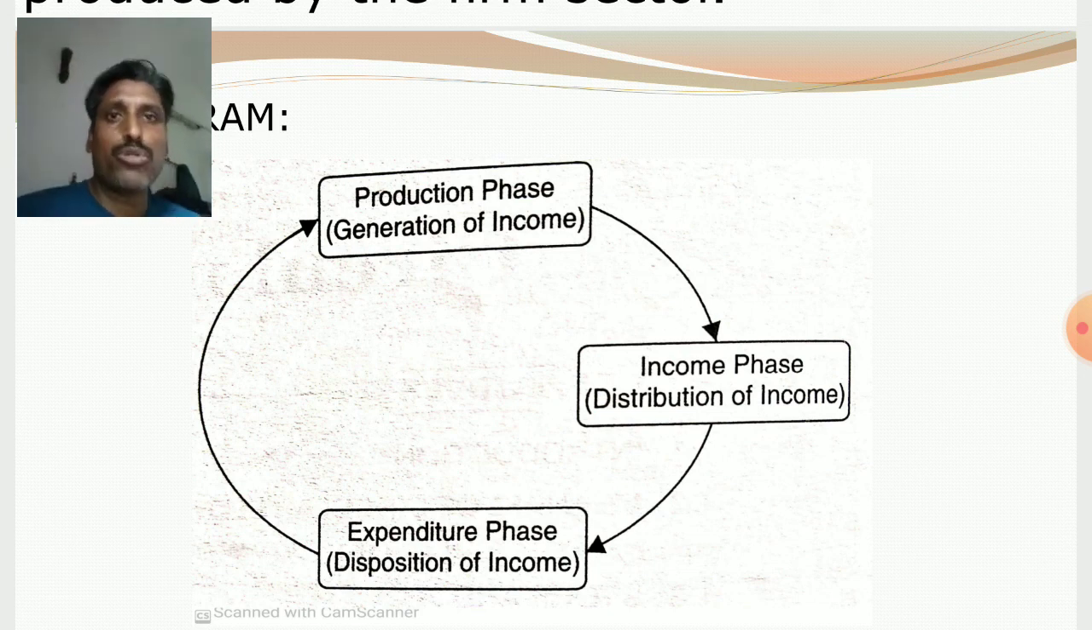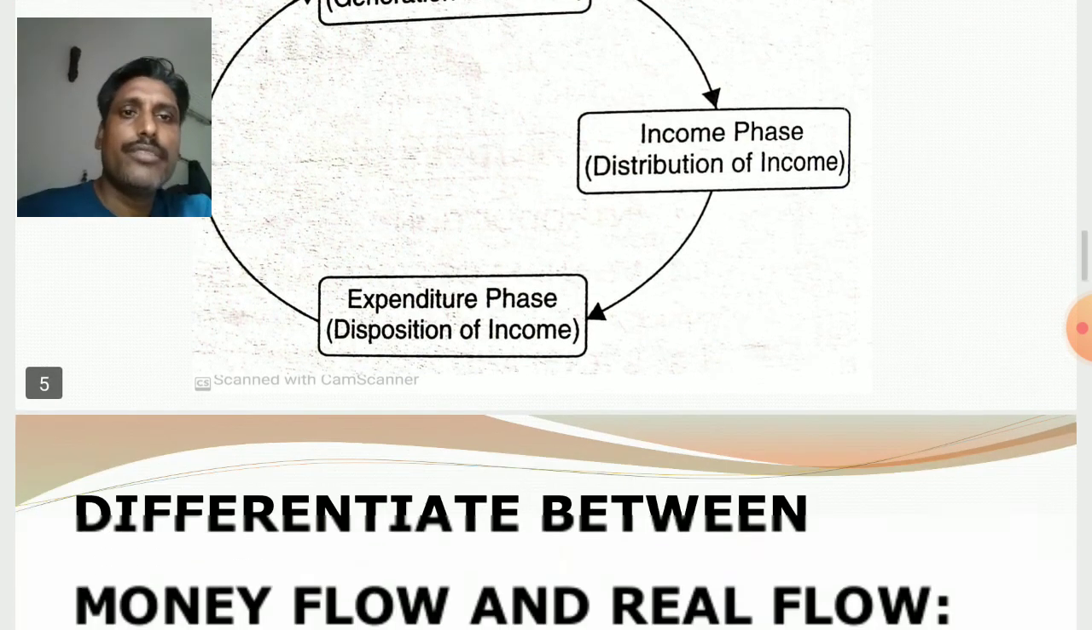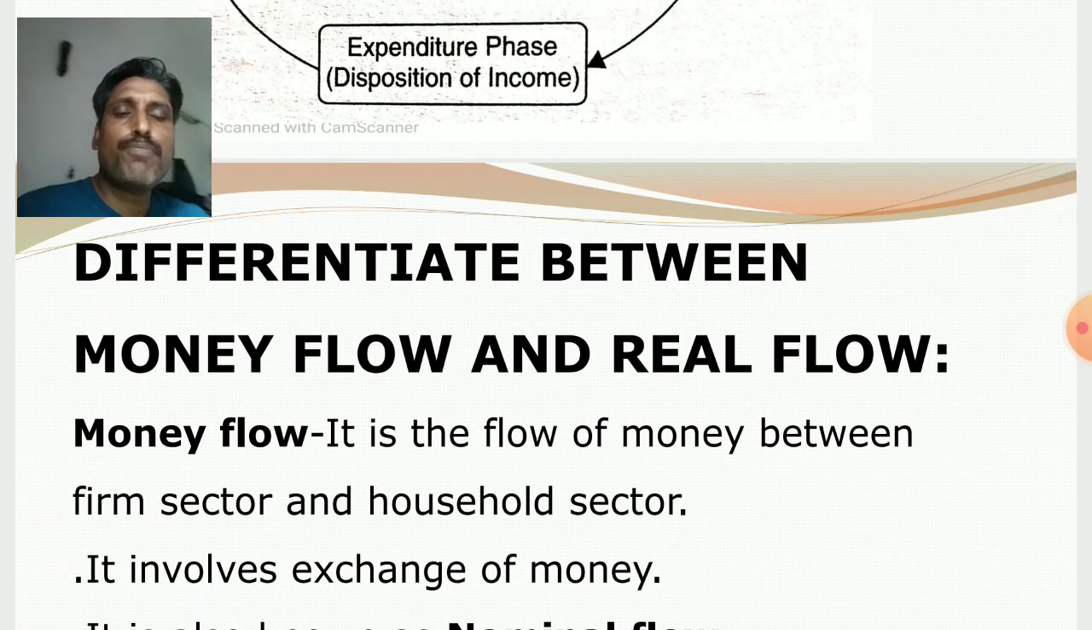Then the household sector incurs expenditure on goods and services produced by the farm sector. It means the household sector makes demand on goods and services produced by the farm sector. Then again the farm sector produces more goods and services by using the factor services provided by the household sector. It is like a circular form. Next one: differentiate between money flow and real flow.